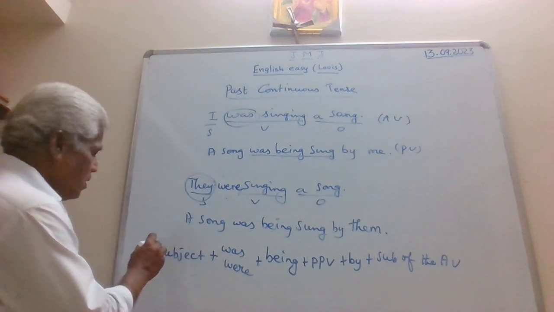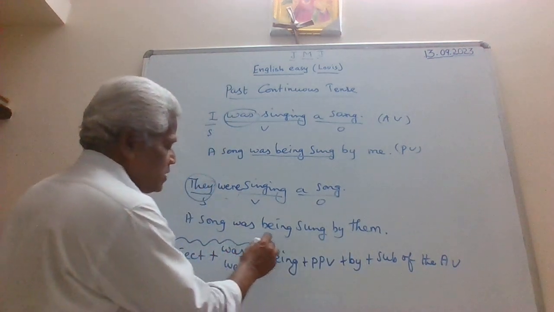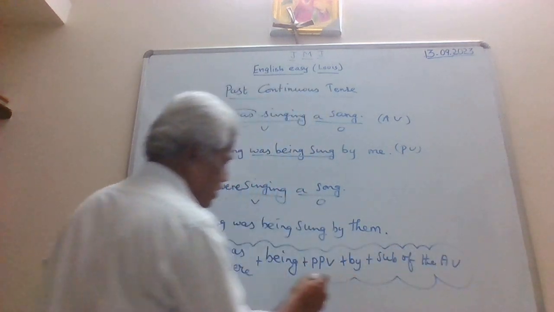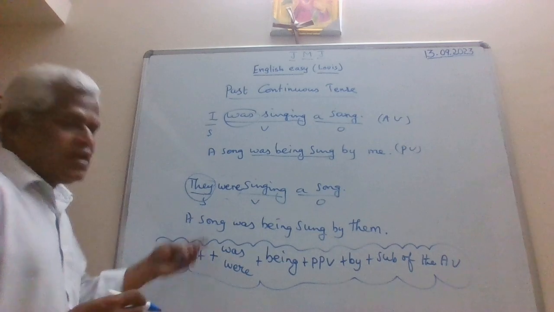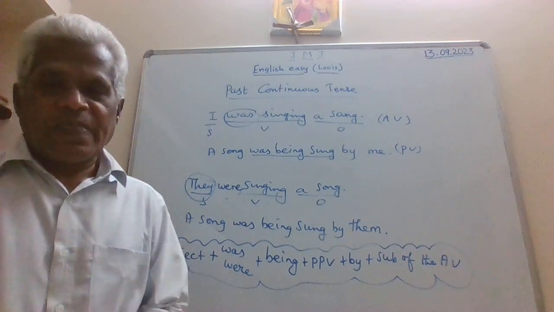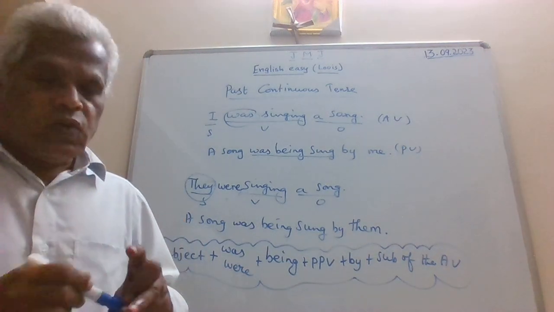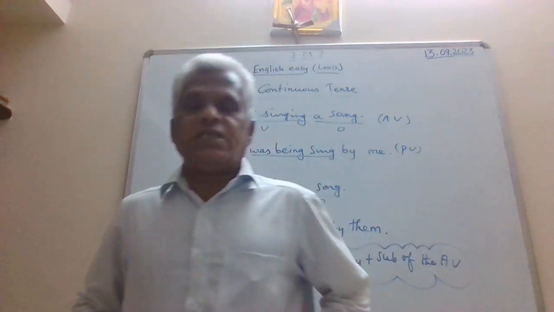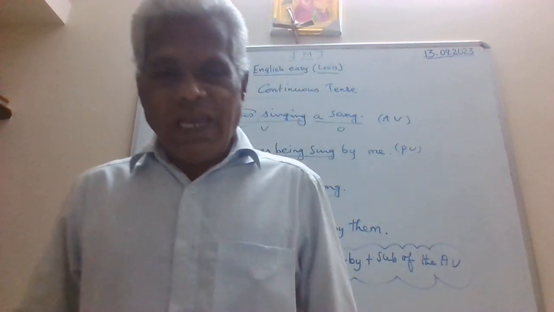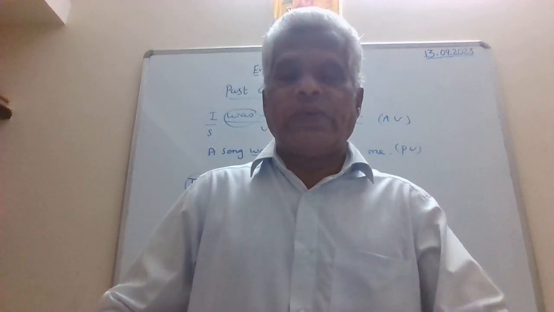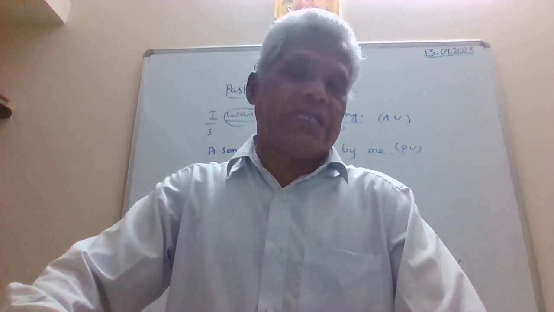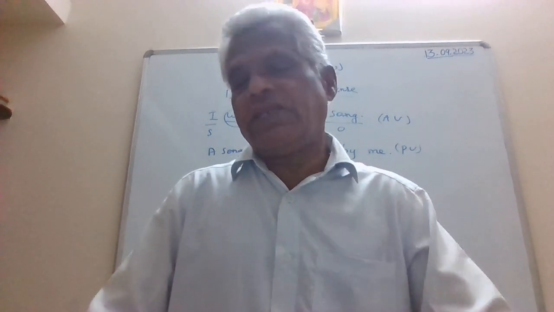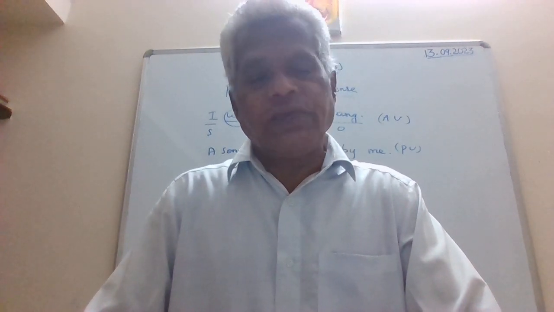This is your formula for the past continuous tense. So what do we need now to write past continuous tense in passivation? We need was and were, being, and then the past participle form of the verb that is used in the sentence, and then the preposition by, and then the subject of the active voice as the object in passivation.